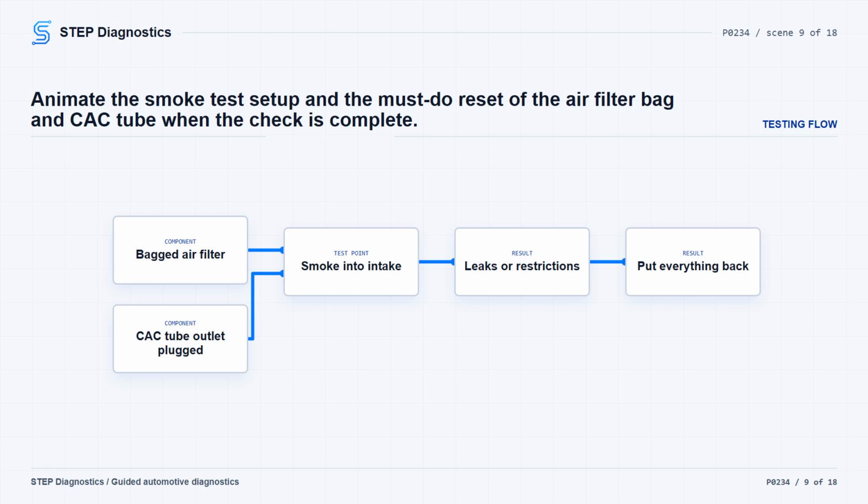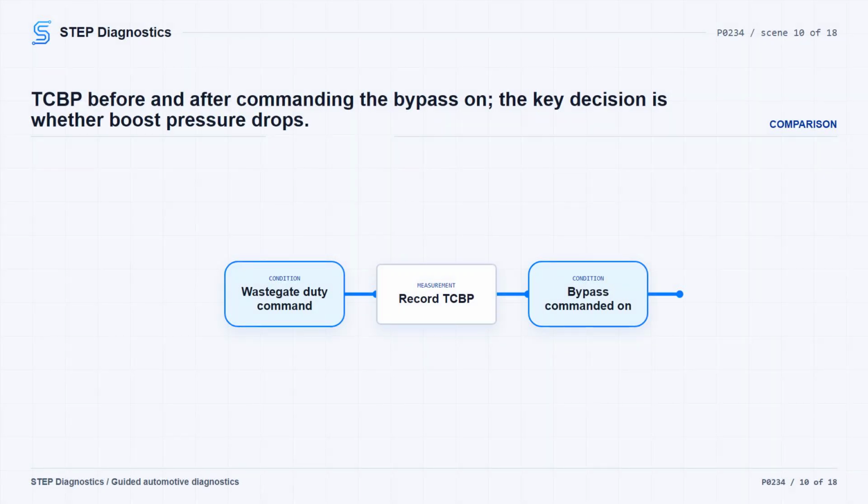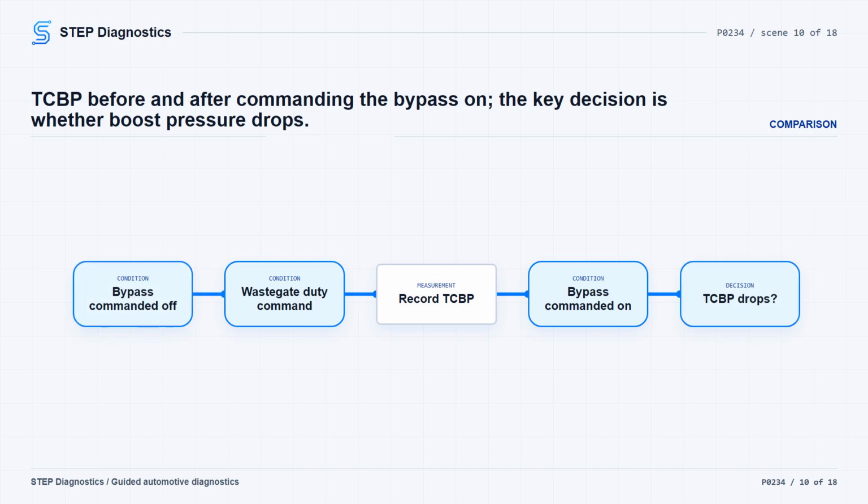If the system has no leaks or restrictions, check bypass valve operation. Command the bypass off, command the wastegate duty cycle to 0%, command RPM as directed, and record TCBP. If you are using the accelerator pedal instead of command control, hold the engine at approximately 2000 RPM, then command the bypass on and record TCBP again.